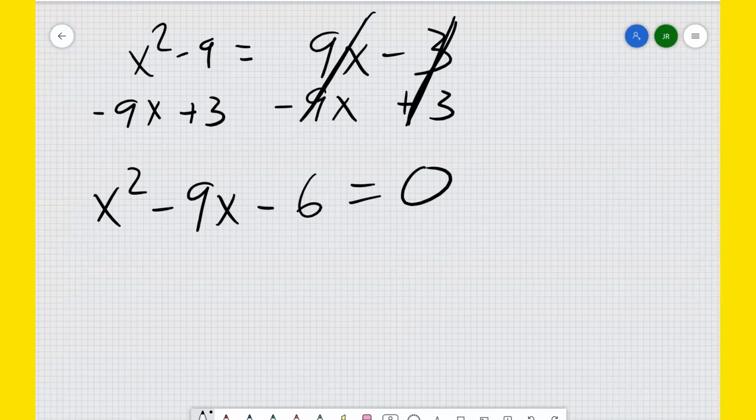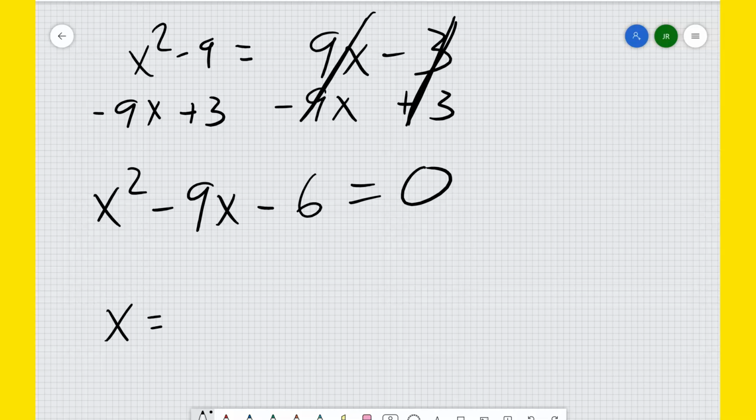And I believe that will factor as x minus 3. Let me think. No, it actually won't factor. If the 9x and if that 6 was a 9 and that 9 was a 6, it would have factored, but this one won't factor. So if it won't factor, what do we have to do?